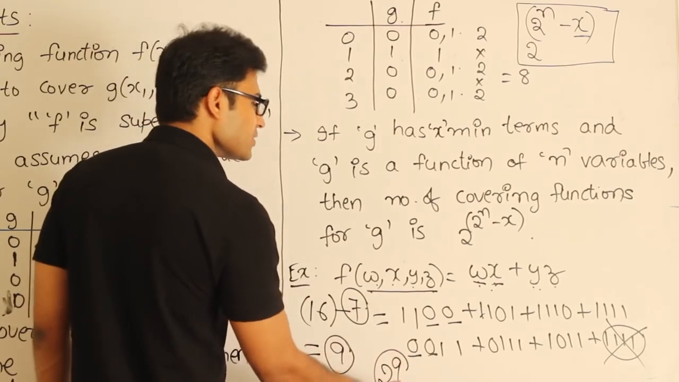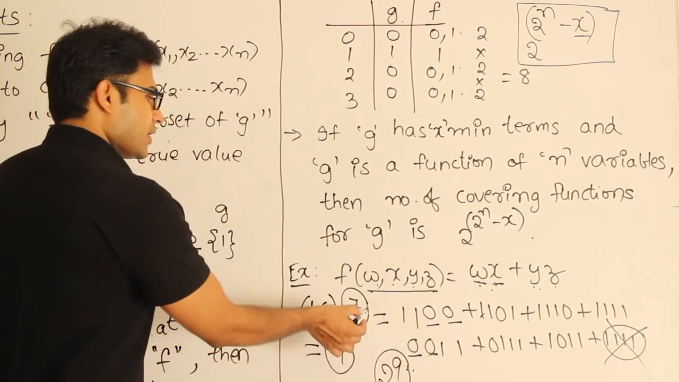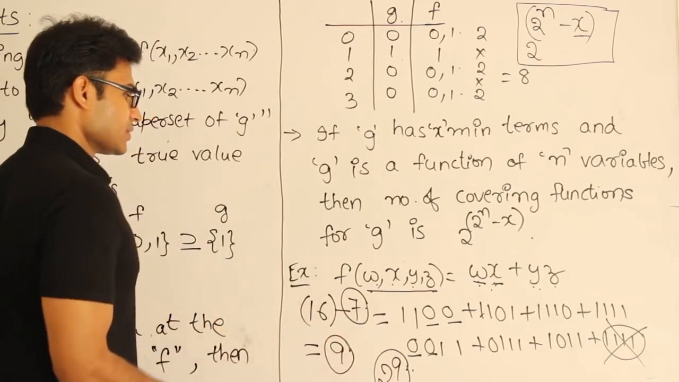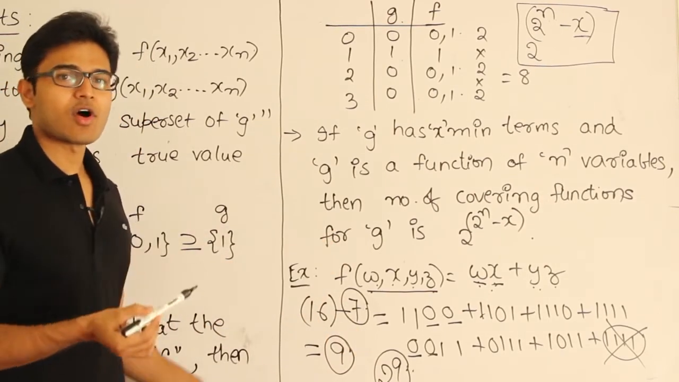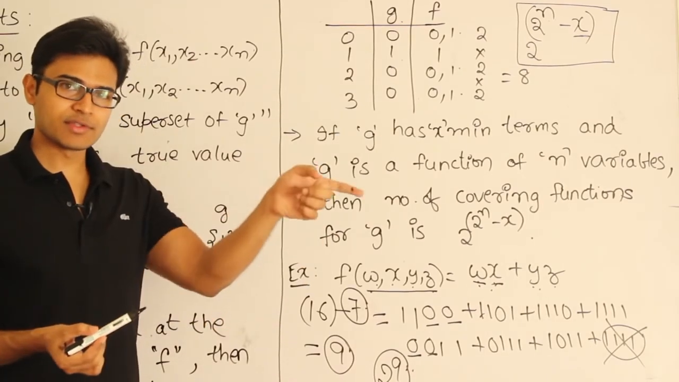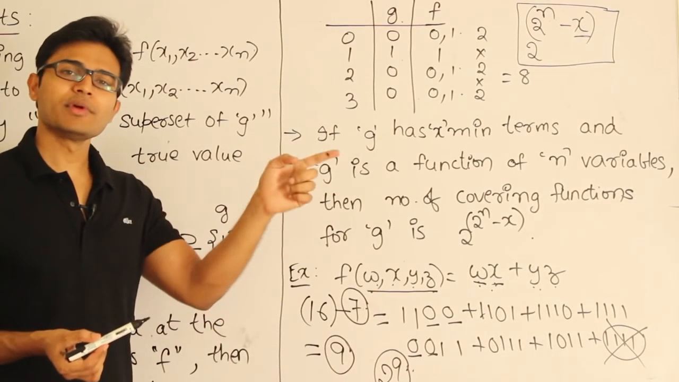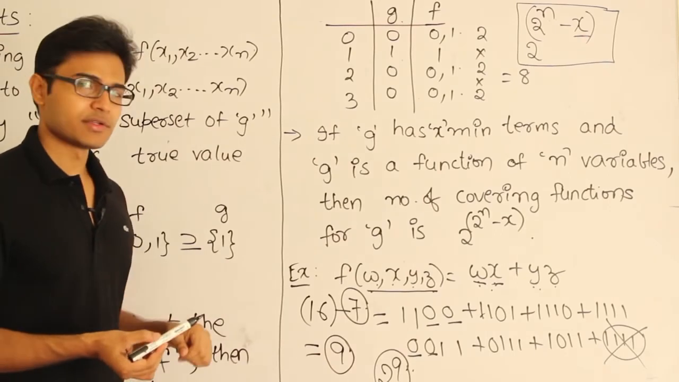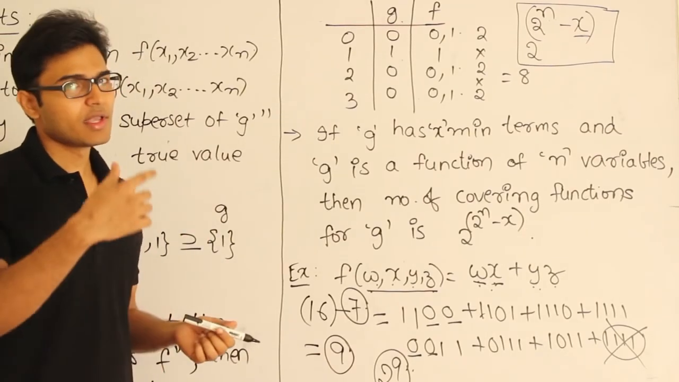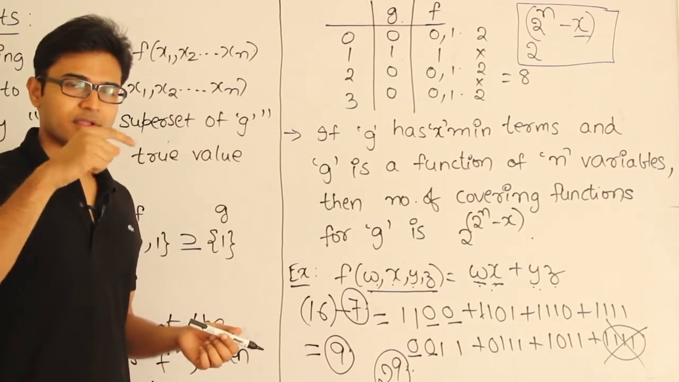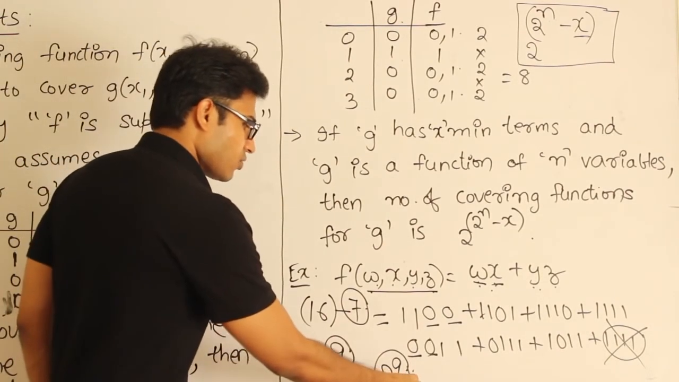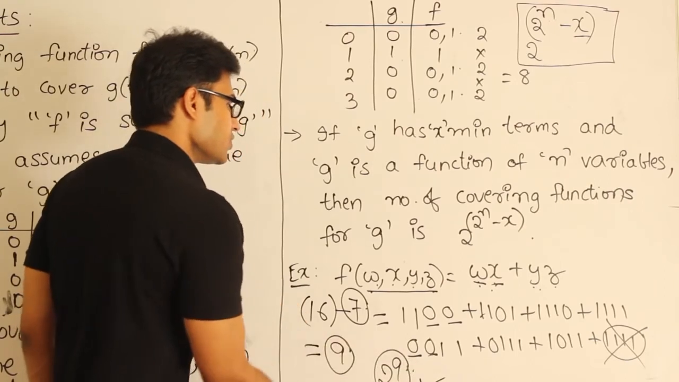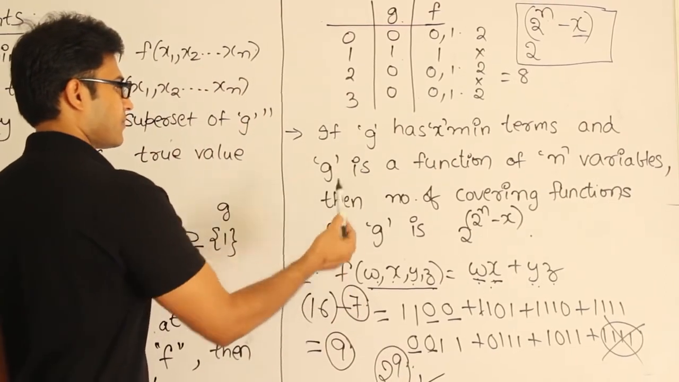Or if you didn't understand this, see, already f is having 7 minterms. Therefore the function which is covering f should also have all the 7 minterms, which means all the ones at the 7 locations. And how many locations are remaining? 9 locations. In those 9 locations, it could have 2 possibilities, right? Therefore 2 into 2 into 2, 9 times. So 2 power 9 is the total number of functions which are capable of covering f.